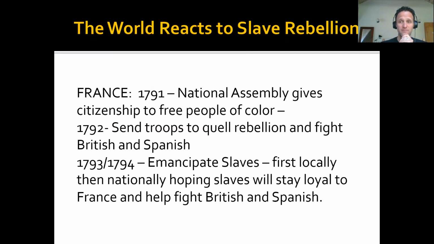France tried to stop it. France tried to protect its wealthy colony. They tried to give citizenship to the gens de couleur, and then they twice sent troops to quell the rebellion, and twice those troops were stopped by the incredible military fighters of the Haitian Revolution.